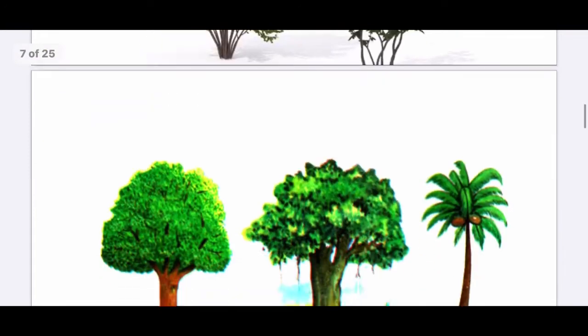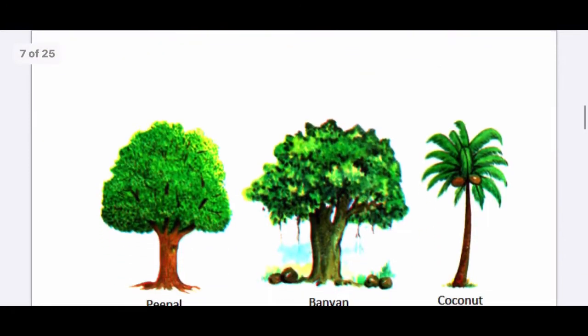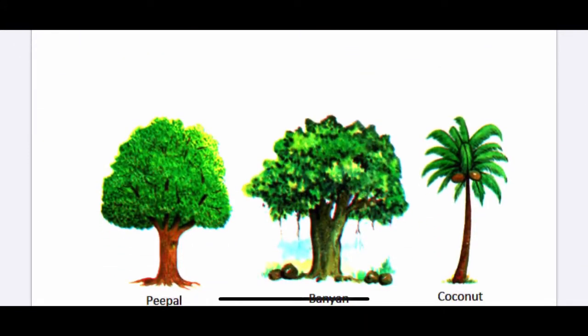Trees. Trees are tall and big plants. They have one main stem called trunk. Trunk is thick, hard, and woody. The upper part of the tree bears branches. Their roots are deep and they can survive for many years. Examples of trees are banyan, guava, mango, shisham, neem, coconut, and so on.